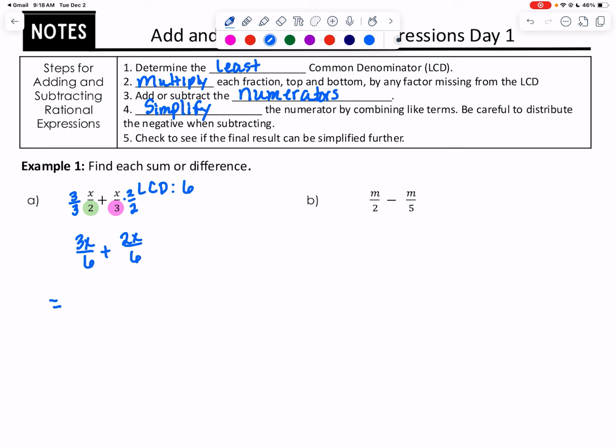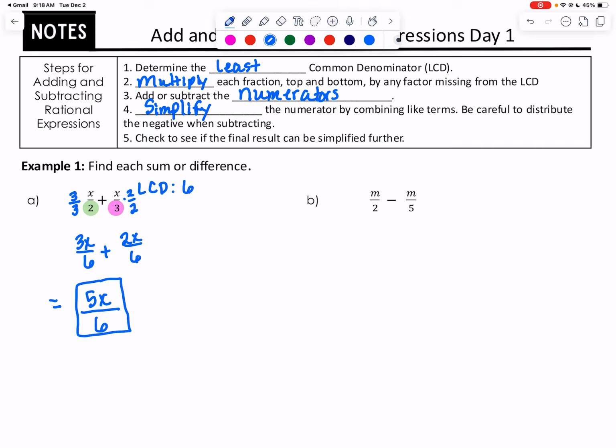Now remember, when you're adding fractions with common denominators, all you do is add the two numerators together. So 3x plus 2x is 5x. You do not do anything to the common denominator, so that stays 6. Now, step 5, check to see if the result can be simplified further. It cannot, so that's your final answer. All right, looking at problem B, we have m over 2 minus m over 5. Pause the video and try this problem on your own.